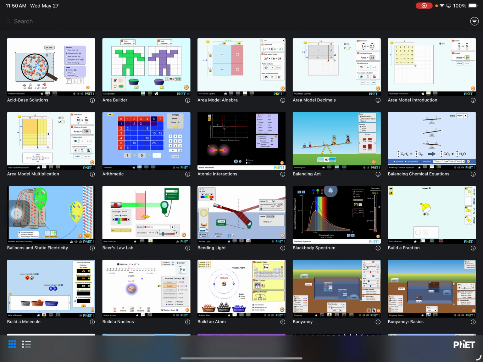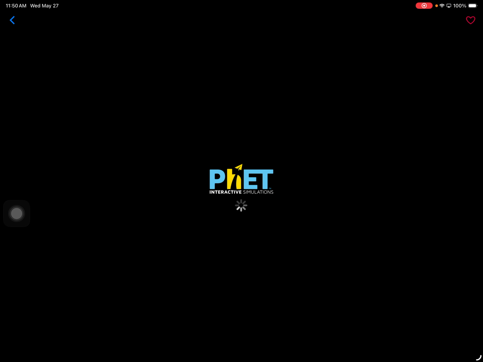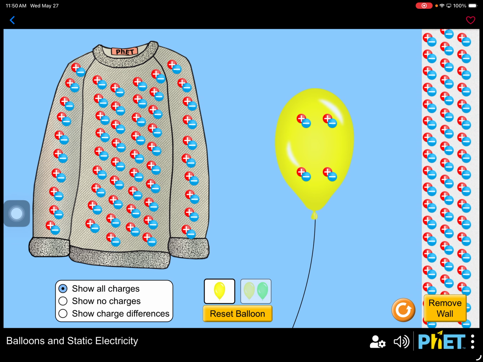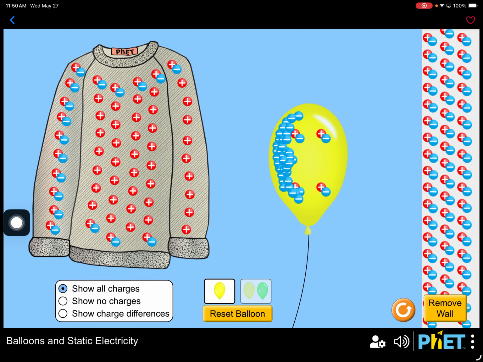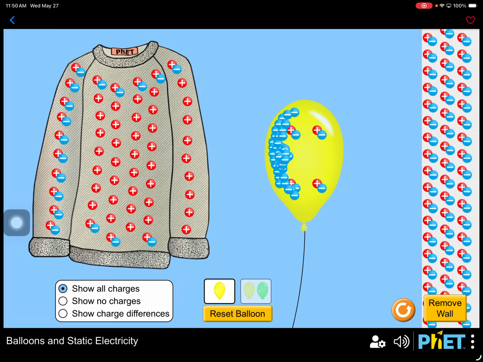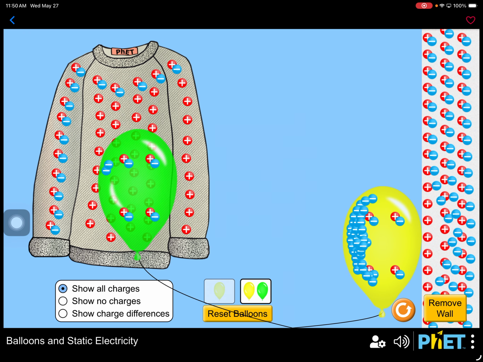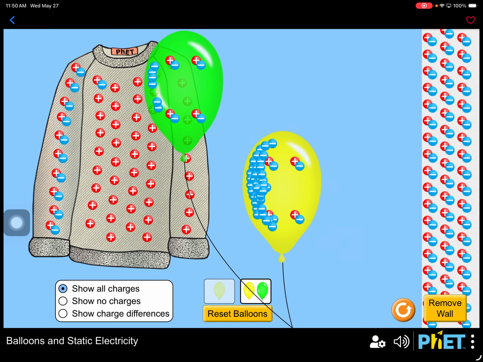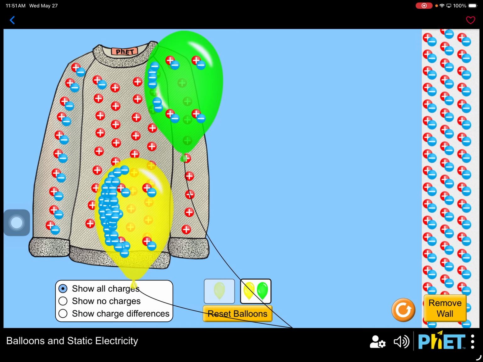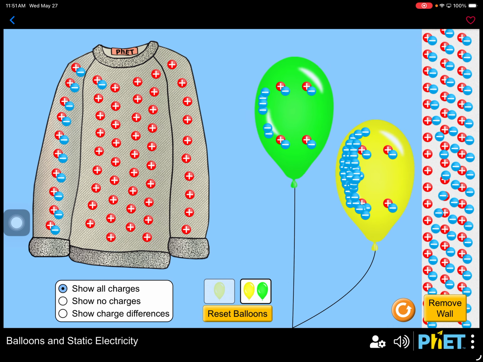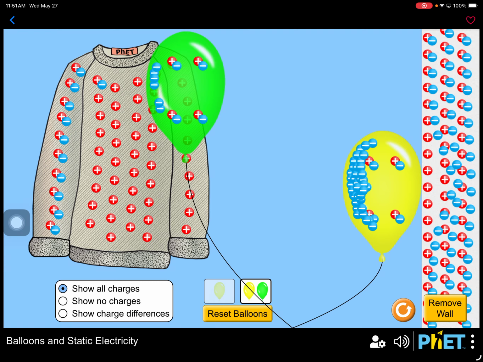So let me show this to you. There you go. All right, so you see, yeah, of course it's cool. Better than YouTube. So see, this is neutral, this is neutral. This is rubber against wool, and wool gives up electrons, so that's how you can charge them. And you guys see the negative is repelled by the negative.